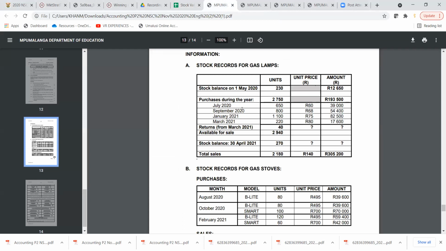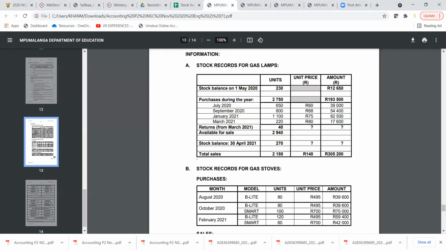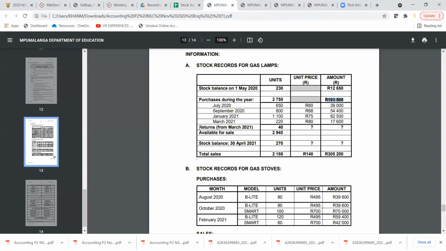So let's have a look. Cost of sales, opening 12,650, the amount. That was given. Total purchases, you can see total purchases over there, 193,500. Given. Returns, you can see here's returns.